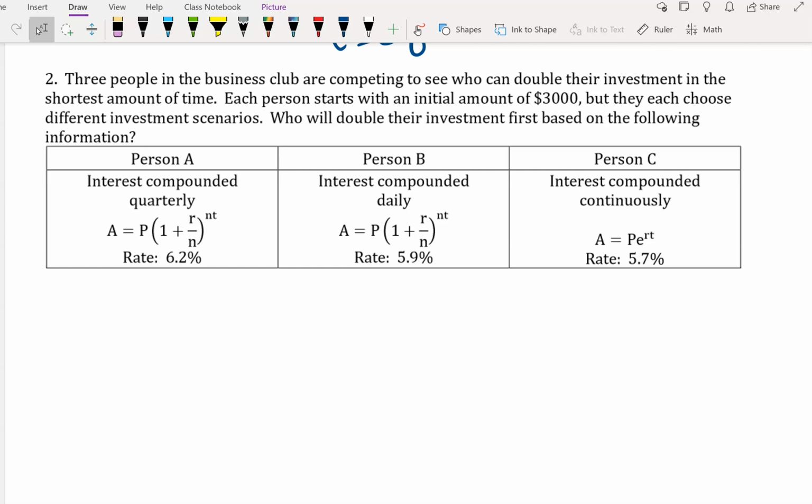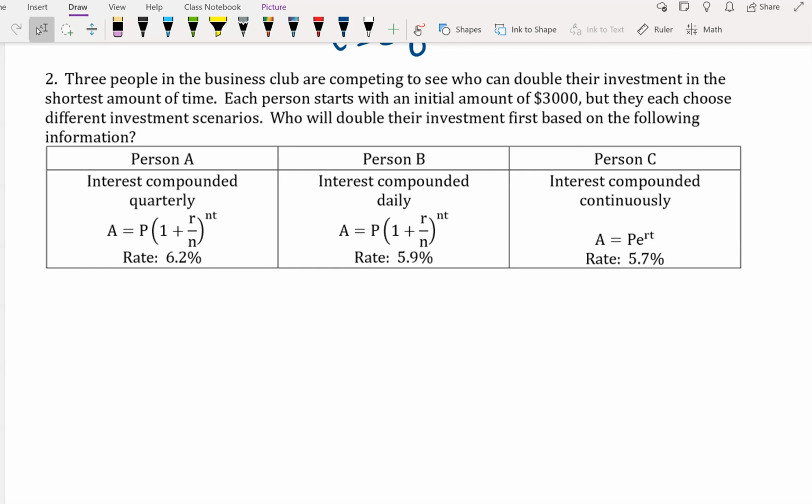So when I look at this, I can estimate that it's probably going to be the person with the highest rate, because the higher the rate, typically, the quicker you're going to earn money. That has a bigger impact than how often it's compounded. But we're still going to do the algebra here just to confirm that theory.